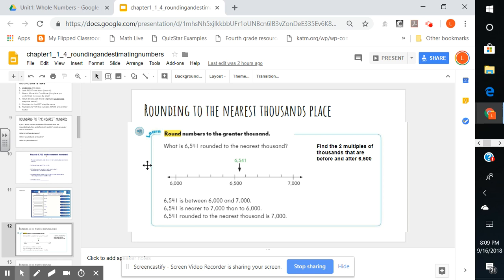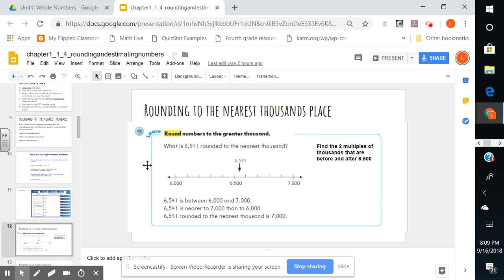Let's keep going. When we round to the nearest thousands place, we are using a number line in this case. There's two ways to round: the rounding rules, which I just gave to you, as well as a rounding number line. So you could create a number line if it asks for rounding numbers to the greater thousand. So please write that down, round numbers to the thousand. What is 6,541 rounded to the nearest thousand?